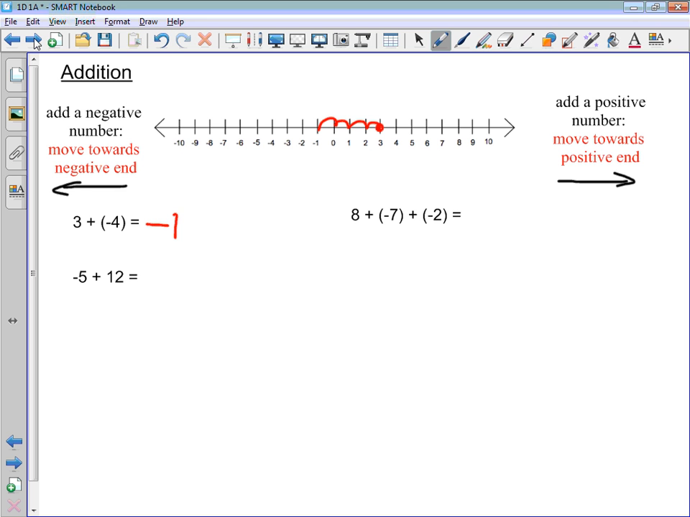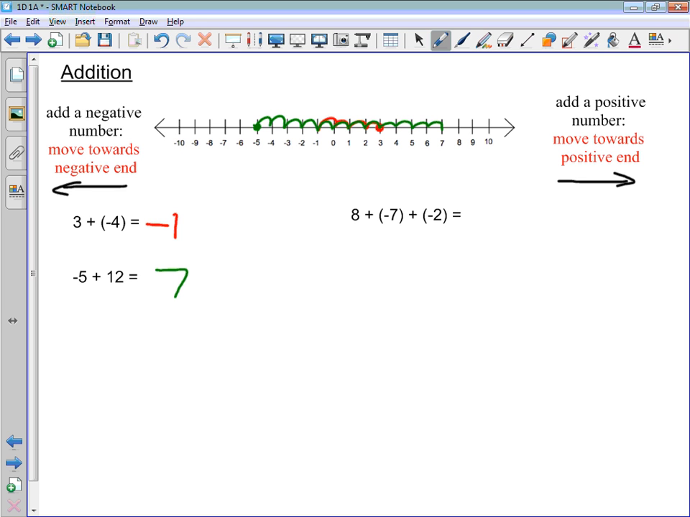Negative 5 plus 12, let's see. I start at negative 5. I'm adding 12, so I'm going 12 steps. It's a positive, so I've got to be moving to the right towards positive numbers. 1, 2, 3, 4, 5, 6, 7, 8, 9, 10, 11, 12. My answer is going to be 7, because that's where I ended up.